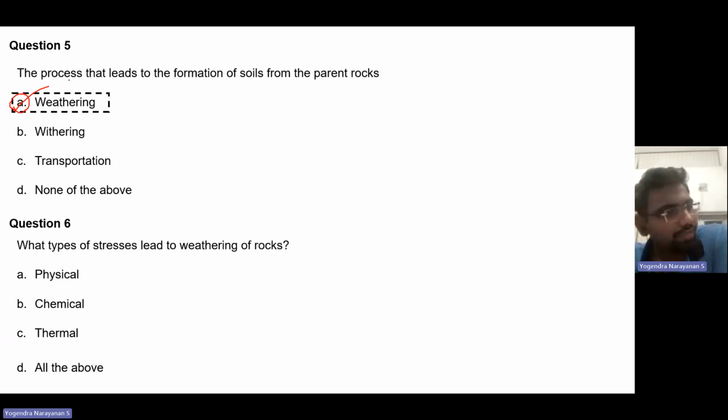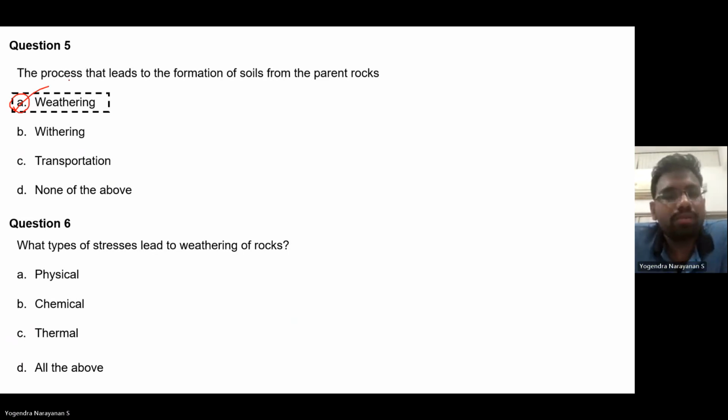Question 6. What types of stresses lead to weathering of rocks? Option A, physical. Option B, chemical. Option C, thermal. Option D, all of the above.